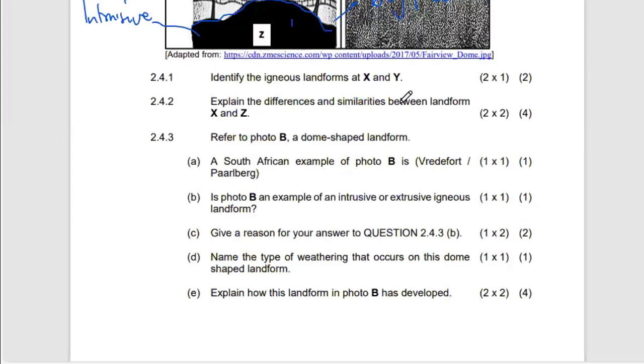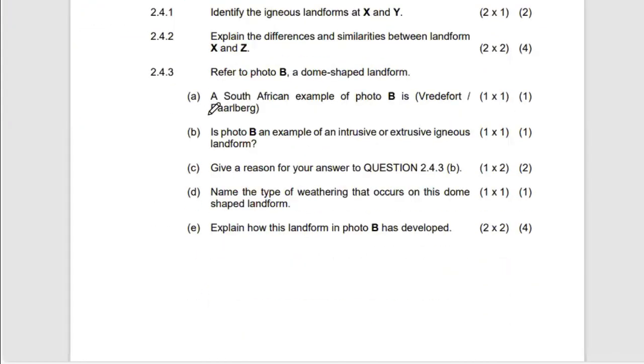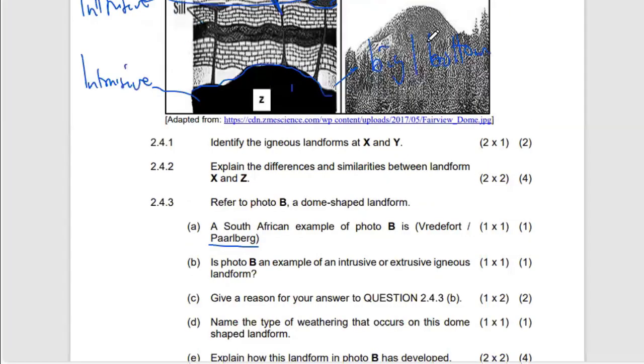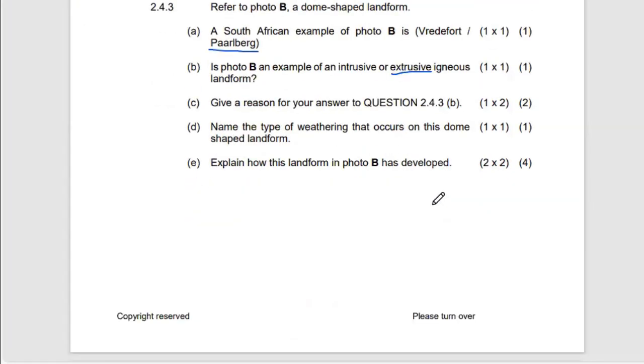Right. Then it says, refer to photograph B. Is photo B a dome-shaped landform? South African example of photo B: where do we find such an example of this typical dome-shaped landform? It is in Paarl, where we have the Paarlberg. Is photograph B an example of intrusive or extrusive igneous landforms? In this instance, it is now extrusive in the sense that it's now exposed. Why? Give a reason.